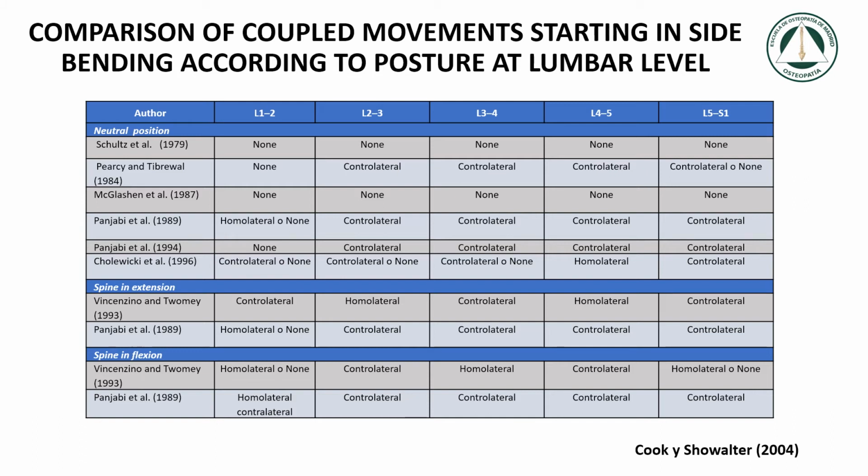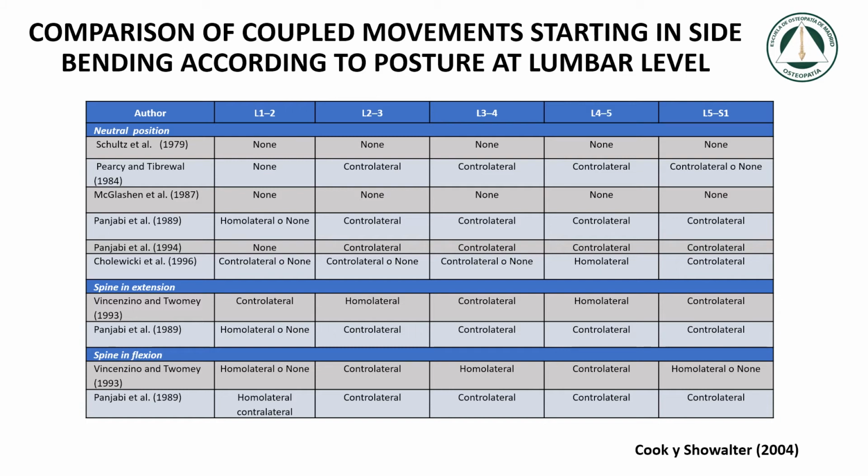Segments L2, L3 and L4, L5 underwent a coupled rotation that was opposite in the direction of segments L1, L2 and L3, L4. That is, the direction of coupled rotation was opposite to the direction of side flexion, when the lumbar spine was flexed, and the direction of coupled rotation was in the same direction as the direction of side flexion, when the lumbar spine was in extension.